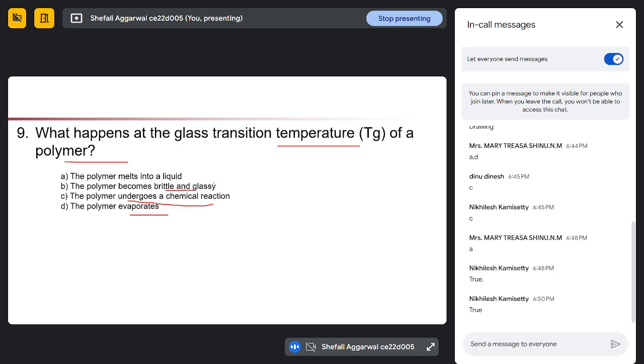Actually, none of the options is correct. It doesn't melt into the liquid. As we have seen, it will go like this. This is your liquid phase and this is your transition phase. So what is happening at glass transition temperature? It is becoming from solid to viscoelastic material.